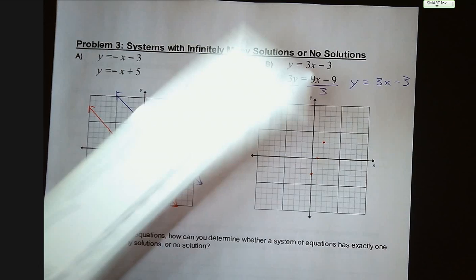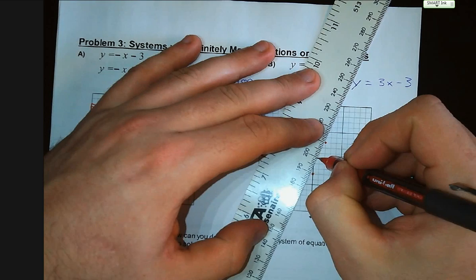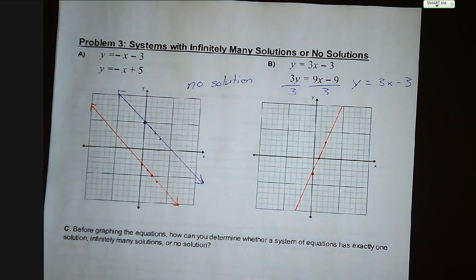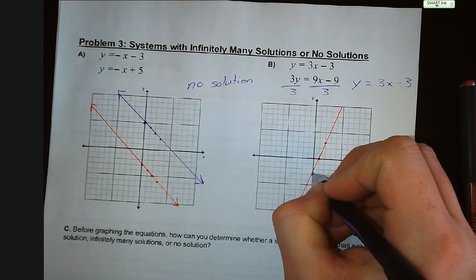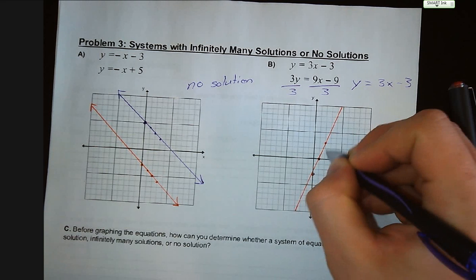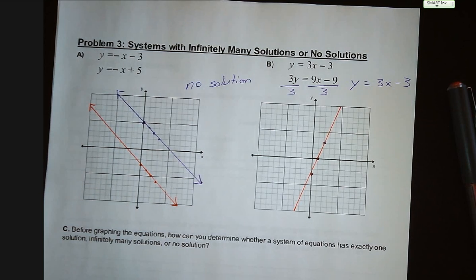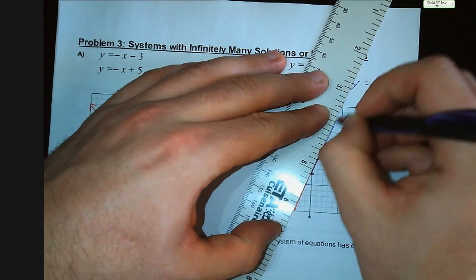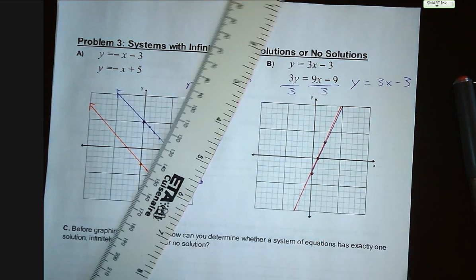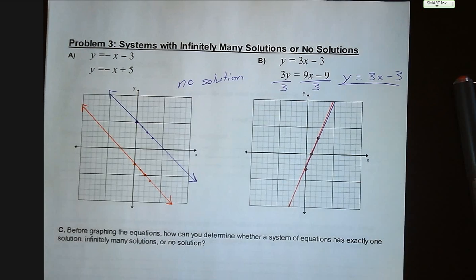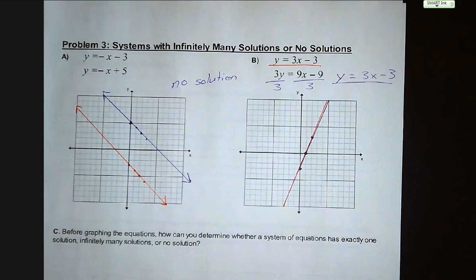Okay. All right, so now when we go to graph our second line, we're going to have a y-intercept at -3. And we have a slope of 3, so we're going to go up 3 and over 1, and up 3 and over 1. And we're going to draw that line in. Huh. Those are the same line. So when those are the same line, we are going to say infinitely many solutions, IMS.